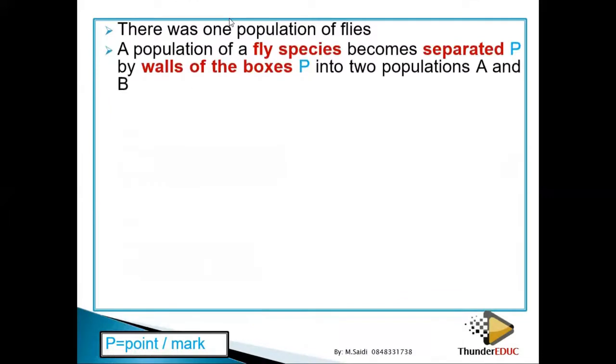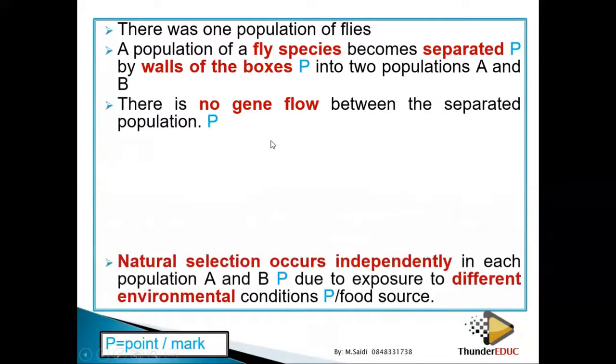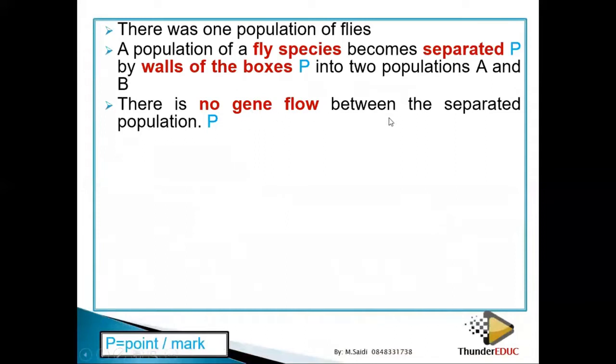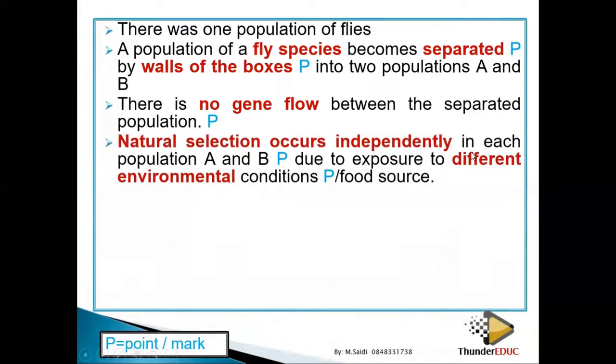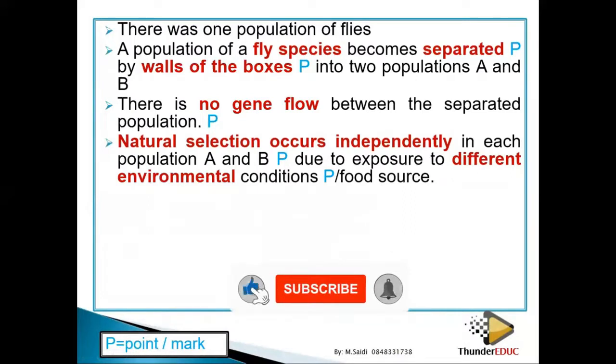There was one population of flies. The population of fly species became separated by the wall of the box into population A and B. Yes, we saw it. And then because there is no gene flow between the two populations separated, what happened? Natural selection occurs independently in each A and B due to exposure to different environmental conditions. In this case, that is the food source. The food was different. So this one fed on maltose, and the other one fed on what? On starch. So the environmental conditions were different.